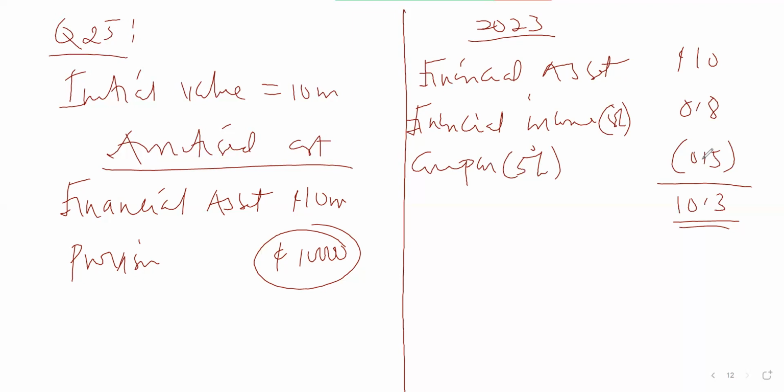But what are they saying here? They are saying that the risks associated with this bond were deemed to have increased significantly. So at this date, we have to make a provision for a lifetime what? Expected losses. Let's take the question.